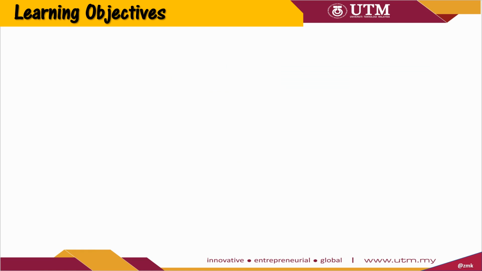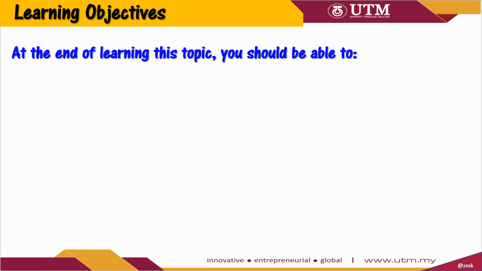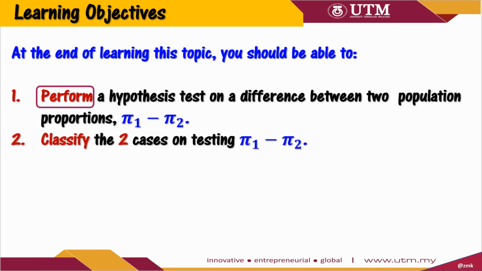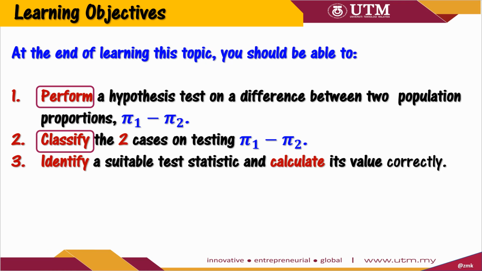Similar to other previous topics, this topic will also focus on the same learning objectives listed as follows. At the end of learning this topic, you should be able to perform a hypothesis test on the difference between two population proportions pi 1 minus pi 2, which is the parameter of interest to be tested this time. Second, you should be able to classify which of the two cases you should use in testing pi 1 minus pi 2. Third, you should be able to identify a suitable test statistic to be used in this topic and calculate the chosen test statistic value.